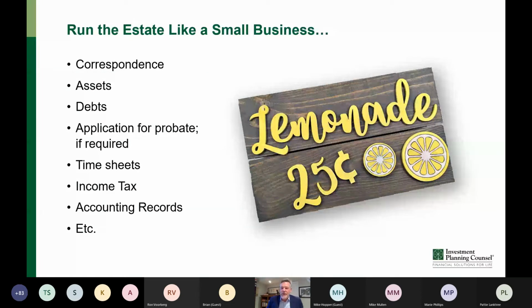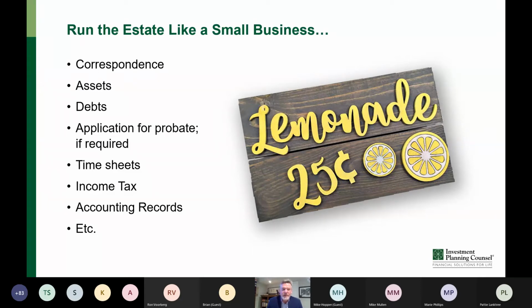So I like to say that when you're doing an estate, run it like a small business. You could go into the dollar store, buy one of those small plastic file folders, keep everything in one place, and put different tabs on there. Some of the tabs that I would recommend when you're doing the filing for an estate: you want to make sure that you're tracking all correspondence, assets, debts.